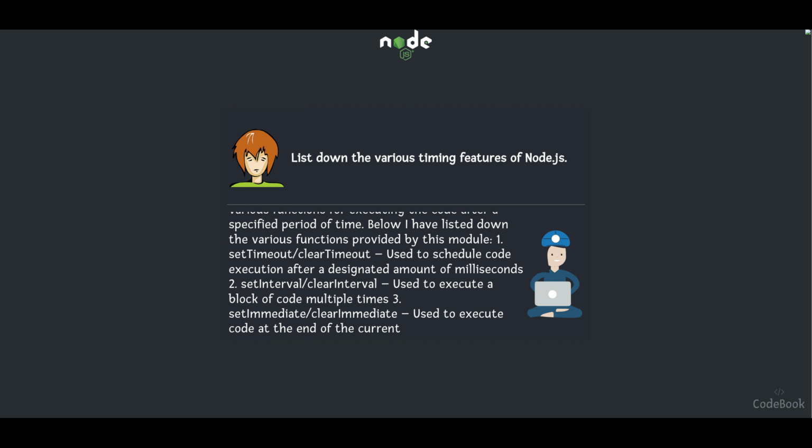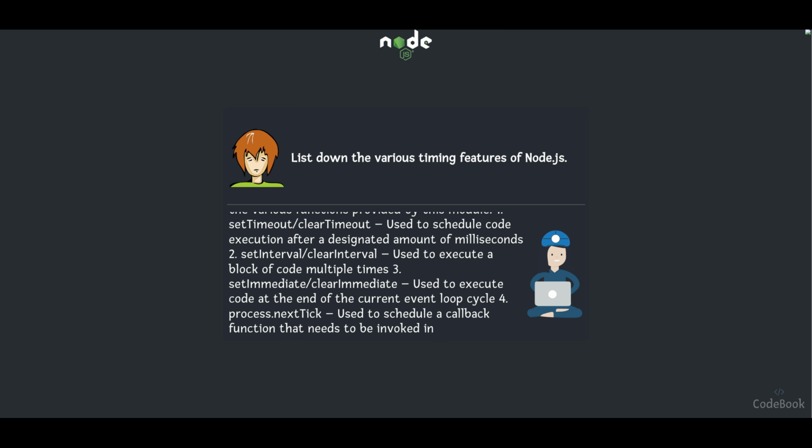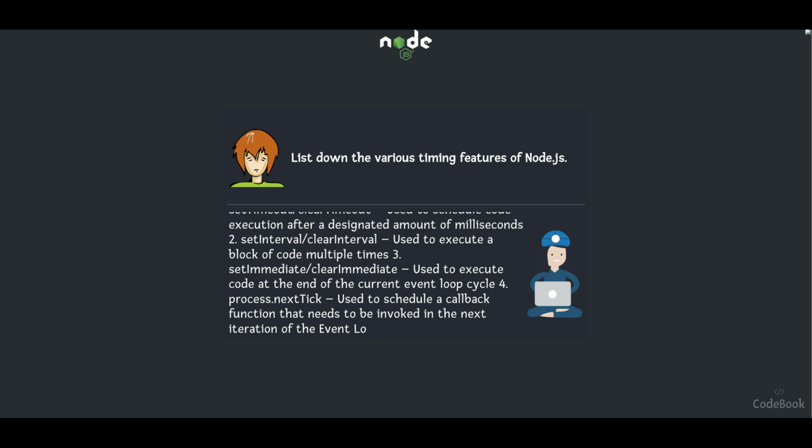3. setImmediate/clearImmediate, used to execute code at the end of the current event loop cycle. 4. process.nextTick, used to schedule a callback function that needs to be invoked in the next iteration of the event loop.